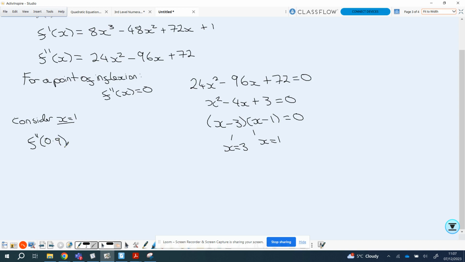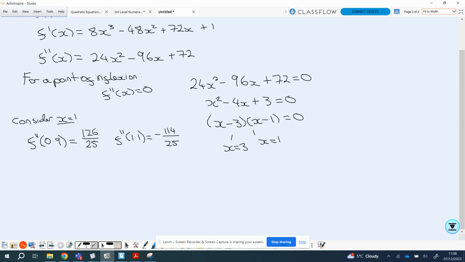So let's say we put 0.9 into our second derivative. If I put 0.9 in, I'm going to get 126 over 25. If I then put in something just after it, like 1.1, you'd end up with negative 114 over 25. The main thing here is the signs have changed. My first answer was positive, second answer was negative, therefore we do have a point of inflection.